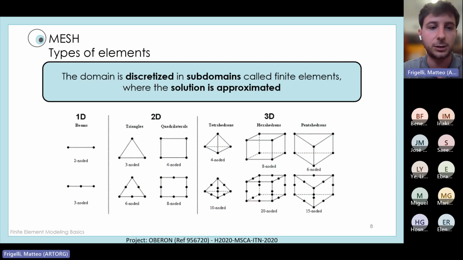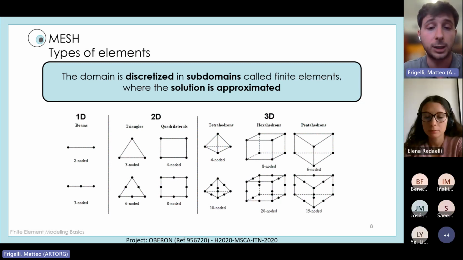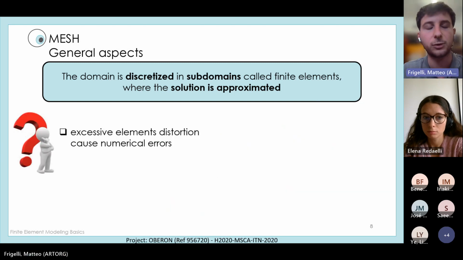There are many different types of elements we can look at. I will not go into the details of this. It's just they can be different depending on how many dimensions our model can have. We can have a 2D element, a 3D element. We can also have 2D elements in the 3D space, but it's not really worth going into the details of this. What is interesting for me is to go into the general aspects of the meshing part, which is another crucial process in the modeling.